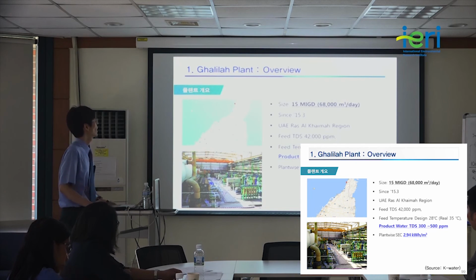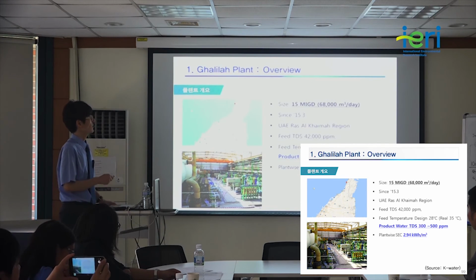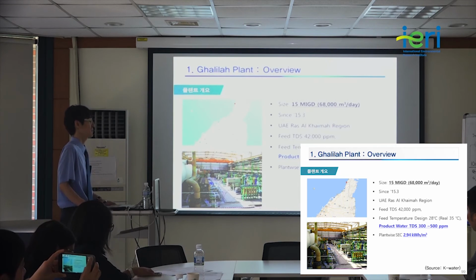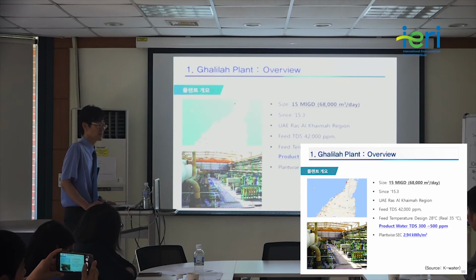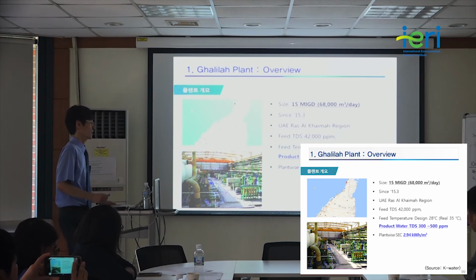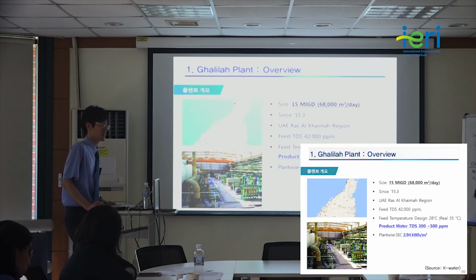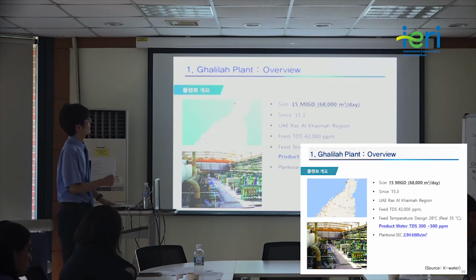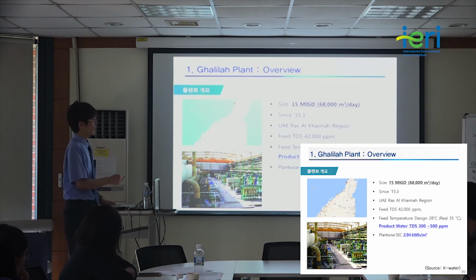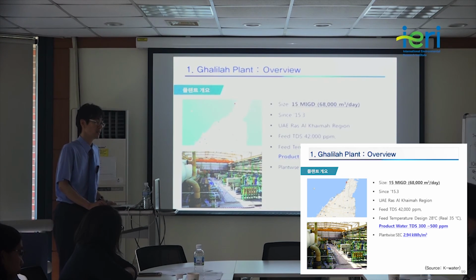And in this region, the feed salinity was 42,000 milligram per liter, and the real seawater temperature is 35 Celsius degree, and the design temperature was 28 Celsius degree. And the plant size is not really large. It has the size of 68,000 cubic meter per day. But surprisingly, they claimed that their specific energy consumption was 2.84 kilowatt hour per cubic meter.